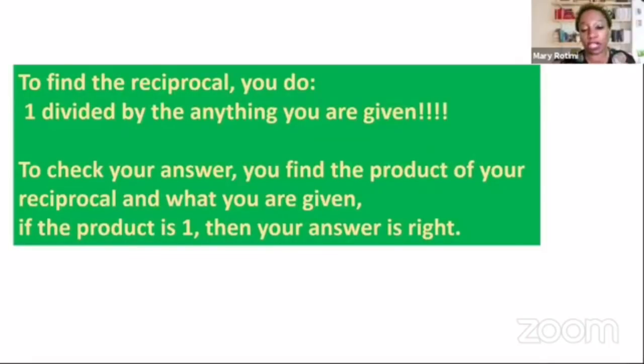Then another thing you need to know is to check your answer. You need to find the product, which is basically multiplying your reciprocal by what you're given. If the product is 1, then you know your answer is right.